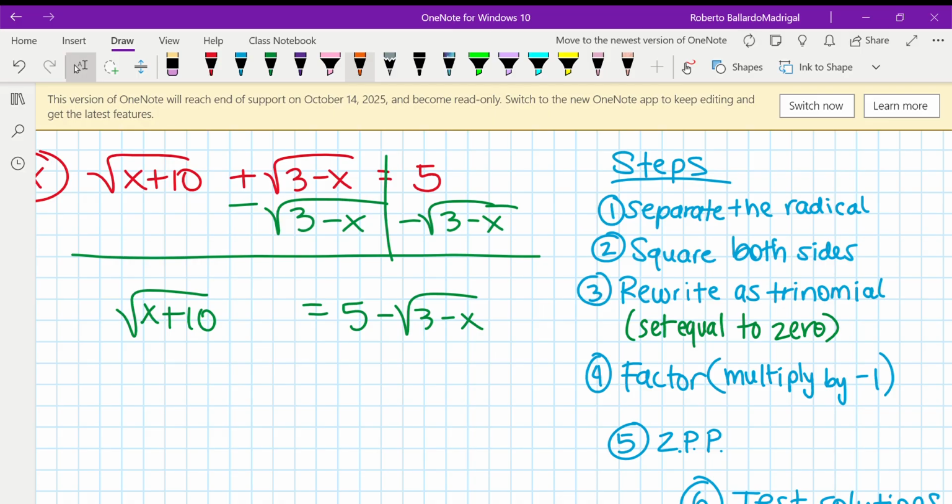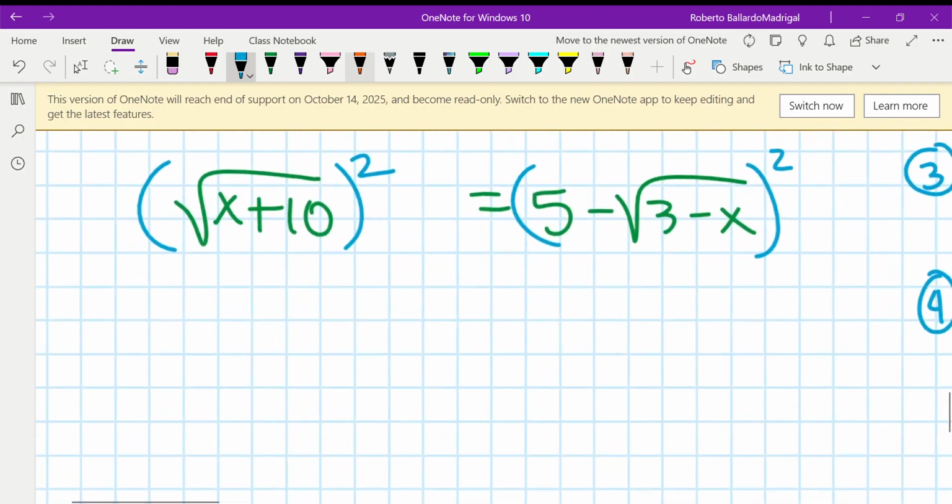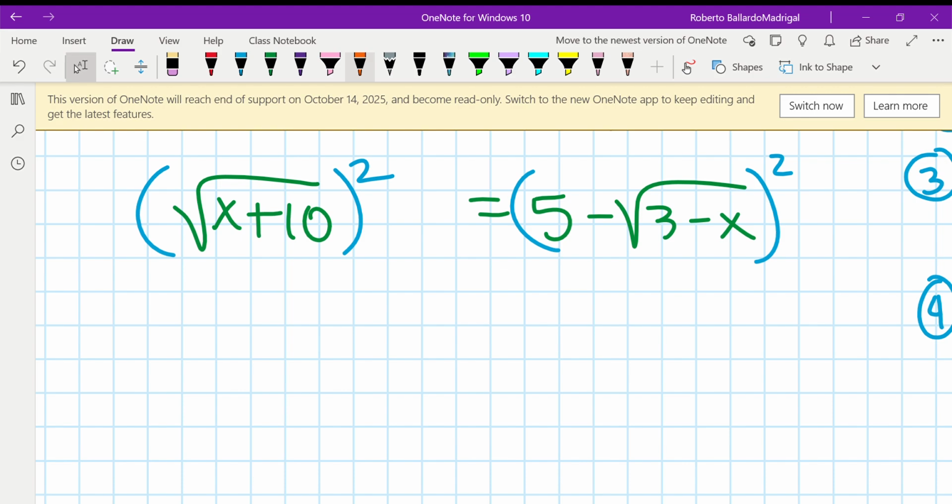All right, we can stick with step 2 how it is. Step 2 is to square both sides. So let's square both sides. Now, when we square the first side, the radical is going to cancel out, so that's easy. X plus 10.